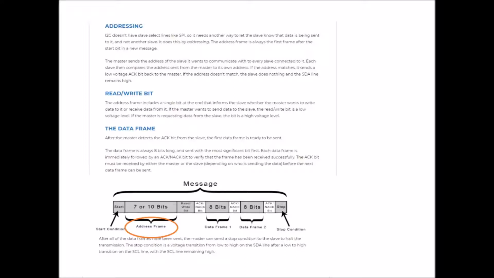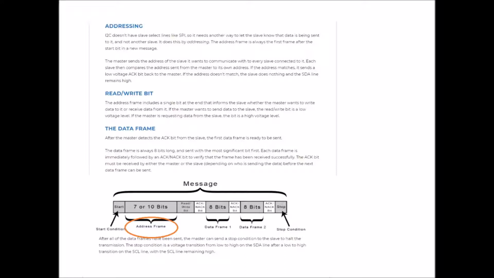Read-write bit. The address frame includes a single bit at the end that informs the slave whether the master wants to write data to it or receive data from it. If the master wants to send data to the slave, the read-write bit is a low voltage level. If the master is requesting data from the slave, the bit is a high voltage level.